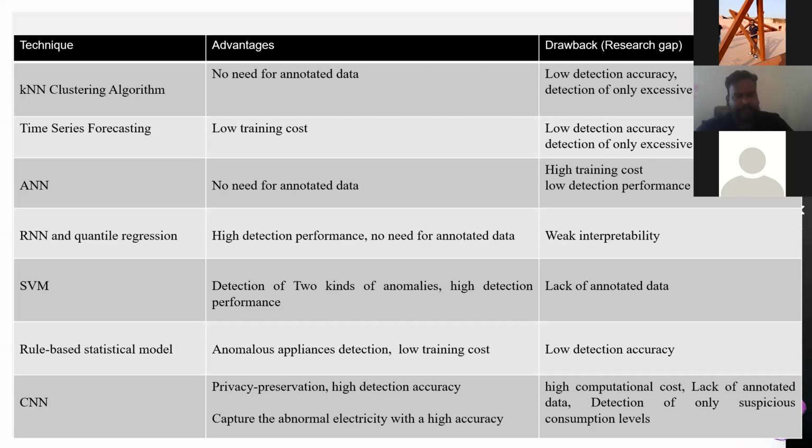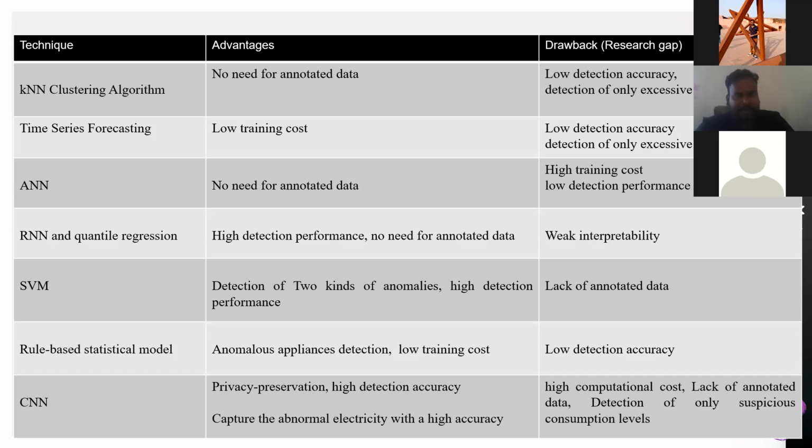When we talk about the SVM, it is a technique that calculates over a 24-hour period and checks against the previous data. It can detect two types of anomaly, and the advantage is usually high detection performance. When we talk about the drawbacks, there is a lack of annotated data.